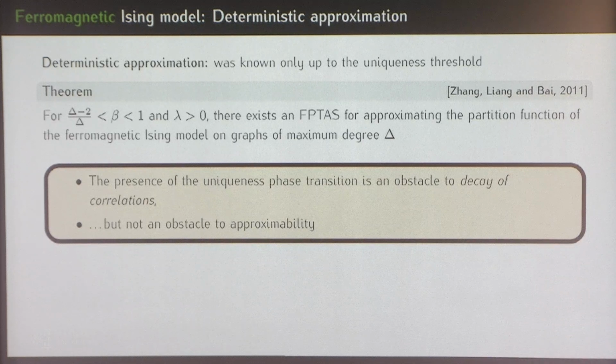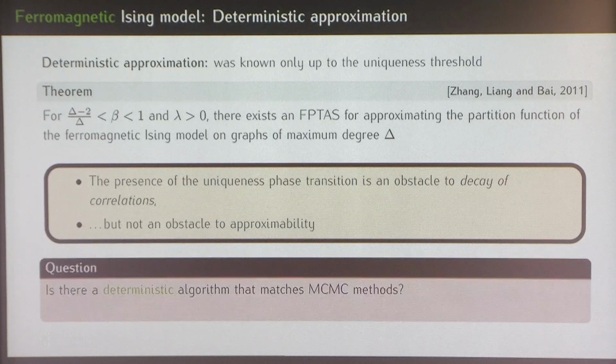But it uses correlation decay, and we know that correlation decay does not hold beyond this, so it cannot be pushed beyond that. So somehow the presence of this phase transition is an obstacle to using this method. It's an obstacle to using the method of decay of correlations to get an algorithm. But as I showed you, there is another algorithm that just completely ignores this barrier. So the question that one would want to ask is: is there a deterministic algorithm for approximating the ferromagnetic Ising partition function that matches Markov chain Monte Carlo methods, that can also somehow ignore this phase transition? Okay. And in this talk, we'll try to address this question for bounded degree graphs.